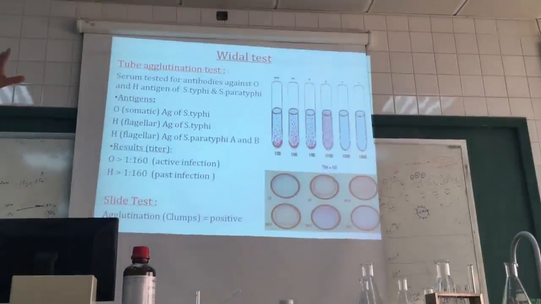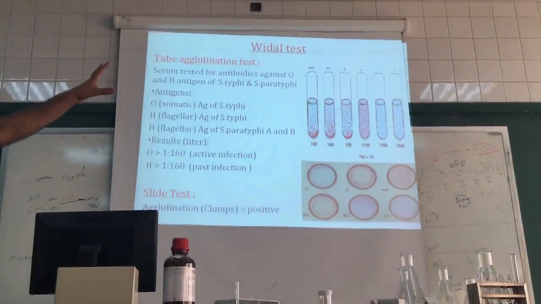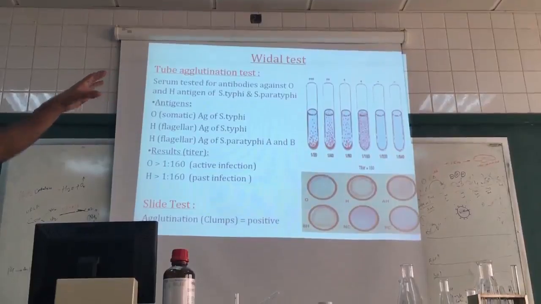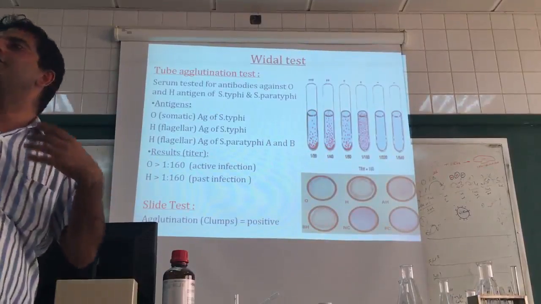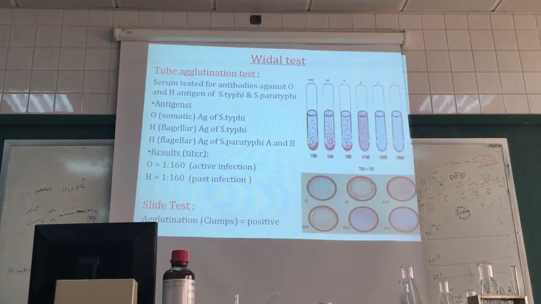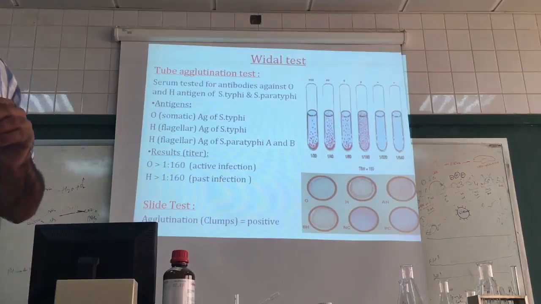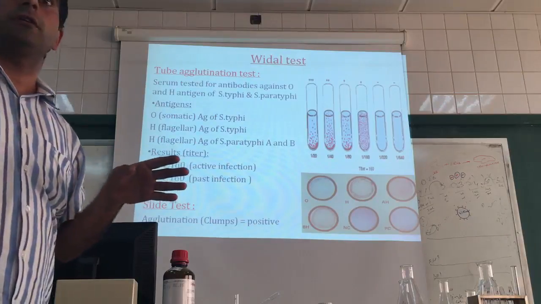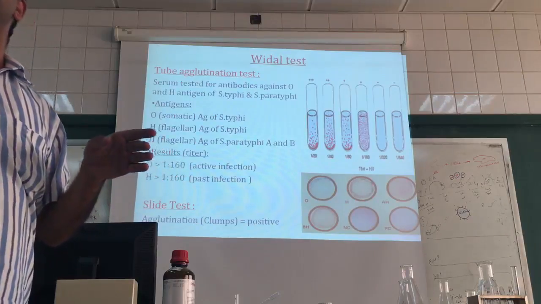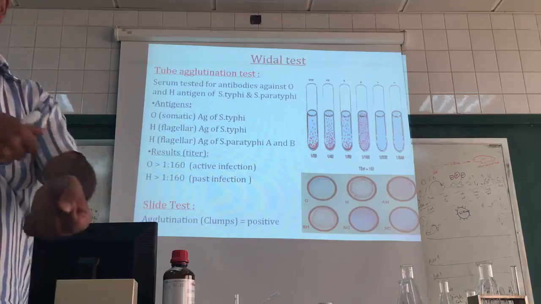So what is the principle of Vidal test? Principle of Vidal test is the agglutination of antigen and antibody reactions. Okay? IgM and IgG antibodies interact with flagella O and H. The antigens are commercial, Doctor. You put it. Sorry? The antigens that you put are commercial. Of course. The antibody or the antigens? Antibody. We get the patient sample.